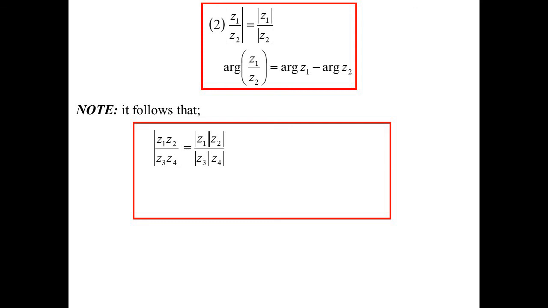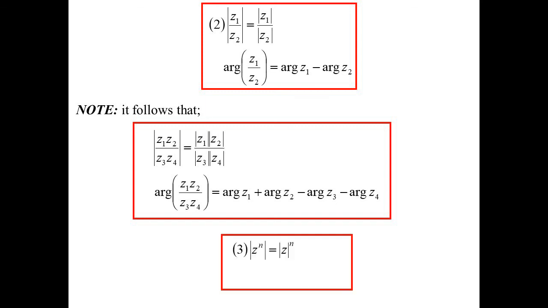Now if I had a mixture of a whole heap, I've got z1 times z2 over z3 times z4. Yes, I could find the individual moduli and work it out there. With the arguments, basically, if it's on the top of the fraction, I'm going to go plus that argument. If it's on the bottom of the fraction, I'm going to go minus that argument. So it'll be arg z1 plus arg z2 minus arg z3 minus arg z4.